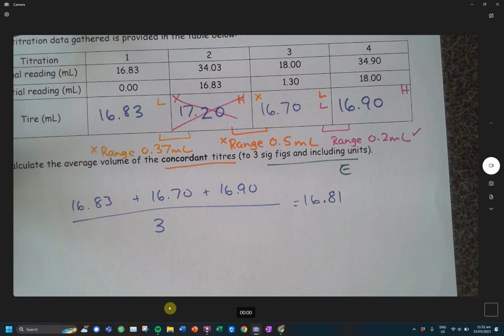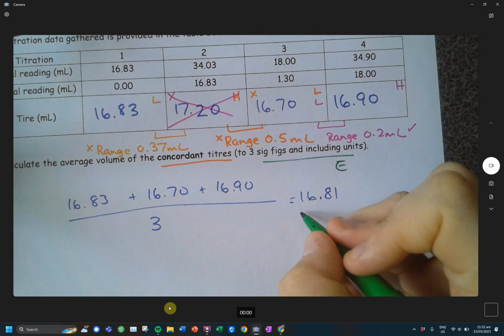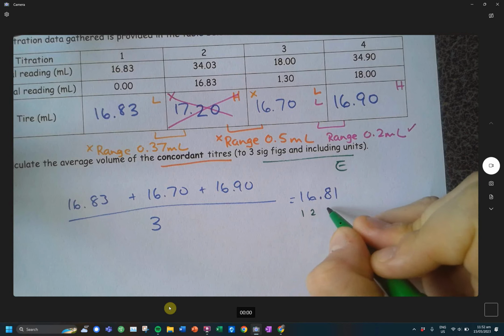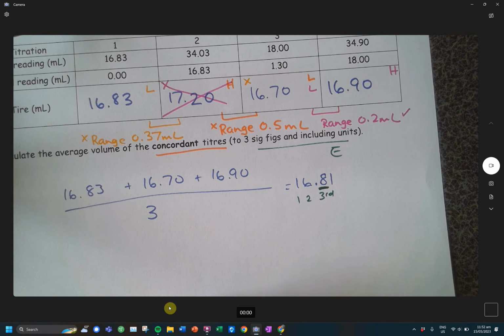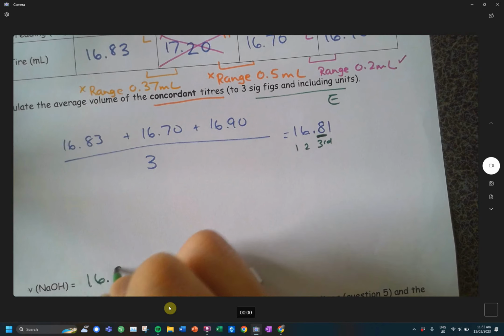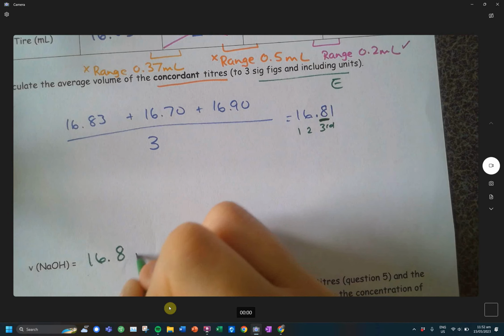So when they say 3 significant units, what they're basically meaning is counting the numbers from here onwards. Once you get a number, start counting. This is my first significant unit, that's my second, that's my third. So I'm rounding to this number, and when I round it, it would be 16.8. That's what I would leave it as, and then milliliters.